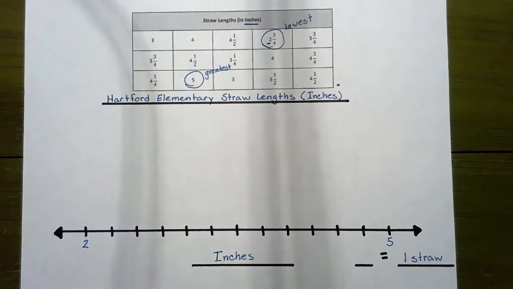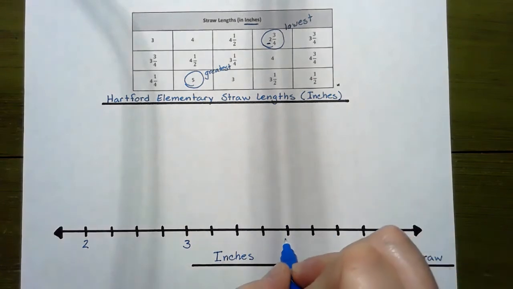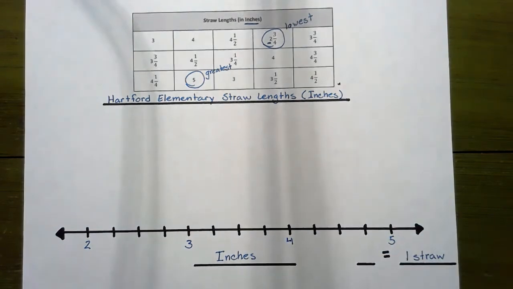So if this is the whole number 2, I'm going to count 4 equal parts, 1, 2, 3, 4, and this is the whole number 3. And then I'm going to count 4 more equal parts, 1, 2, 3, 4, and this is the whole number 4. All right.